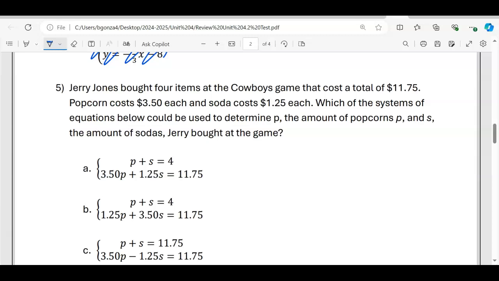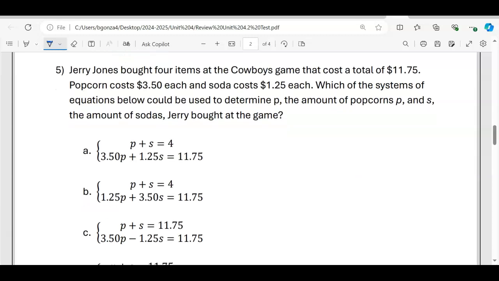Number 5 says Jerry Jones bought 4 items at the Cowboys game that cost a total of $11.75. Popcorn costs $3.50 each. Soda costs $1.25 each. Which of the systems of equations below could be used to determine P, the amount of popcorn, and S, the amount of sodas Jerry bought at the game? Now, I know you don't see the number symbol, but it says right here there's 4 total items, right? And then what do you have? Popcorn for X is your first term. Soda, Y, for your second term.